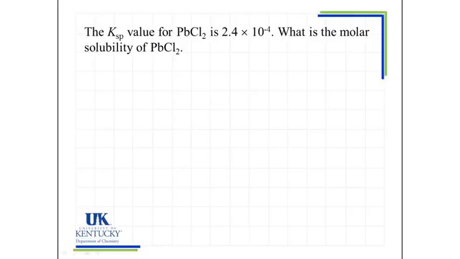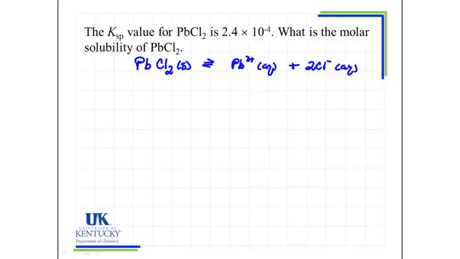In our first example problem, we are given the KSP of this lead chloride and we're asked to determine the molar solubility. As with any equilibrium problem, you want to start with a reaction. We're not giving you the reaction. We expect you to know the reaction. You put the solid on the left. You put the ions on the right. And I will leave room for an ICE table. And I'm going to write the KSP expression.